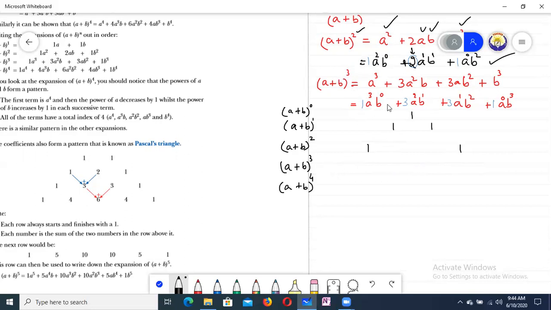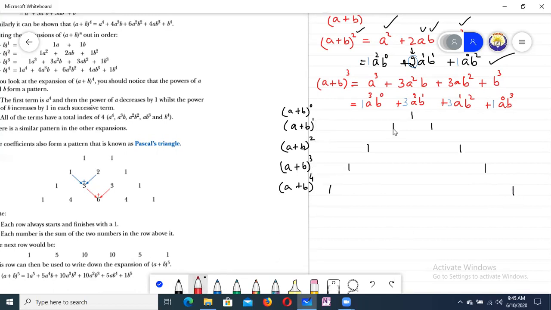(a+b) cubed, this one. Here we are having 4 terms: 1, 2, 3, 4. Then the first term coefficient will be 1 and the coefficient of the last term also 1. When (a+b) is raised to the power 4, then the total number of terms will be 5. As here when the exponent is 1, there are 2 terms, power 2 gives 3 terms, power 3 gives 4 terms, power 4 gives 5 terms. Then the coefficient of the first term and the coefficient of the last term will be 1.